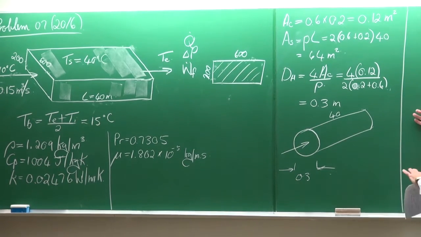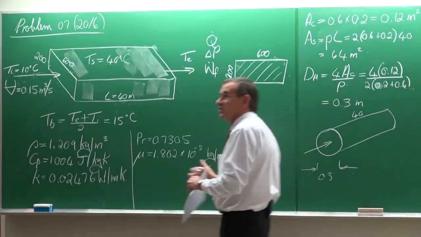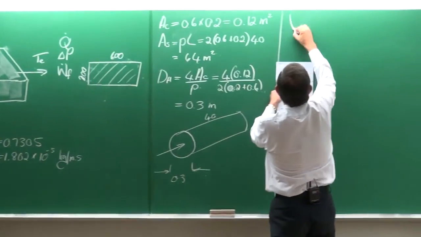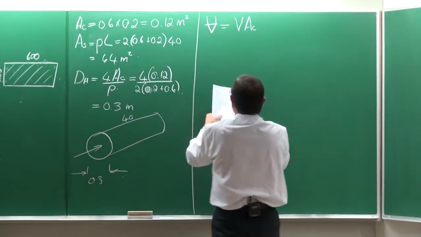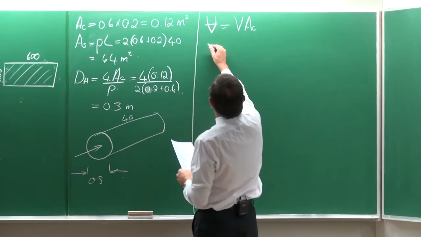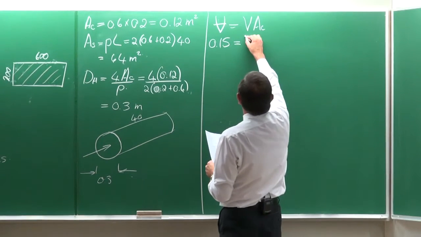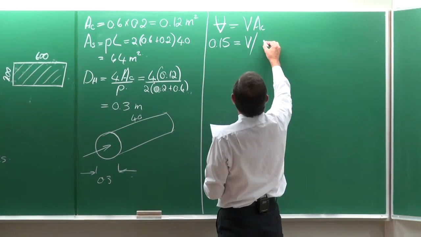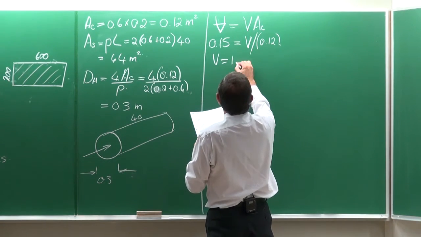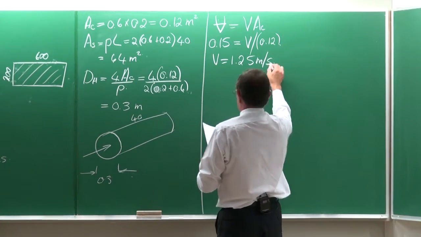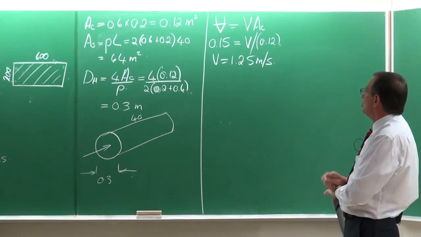The volume flow rate has been given, and we know later on we're going to need the mass flow rate or the velocity. So let's calculate the velocity of the air through the tube. The volume flow rate is equal to the velocity multiplied by the cross-sectional area. The volume flow rate has been given as 0.15 cubic meters per second, and the cross-sectional area is 0.12. From that we can calculate that the velocity would be 1.25 meters per second.